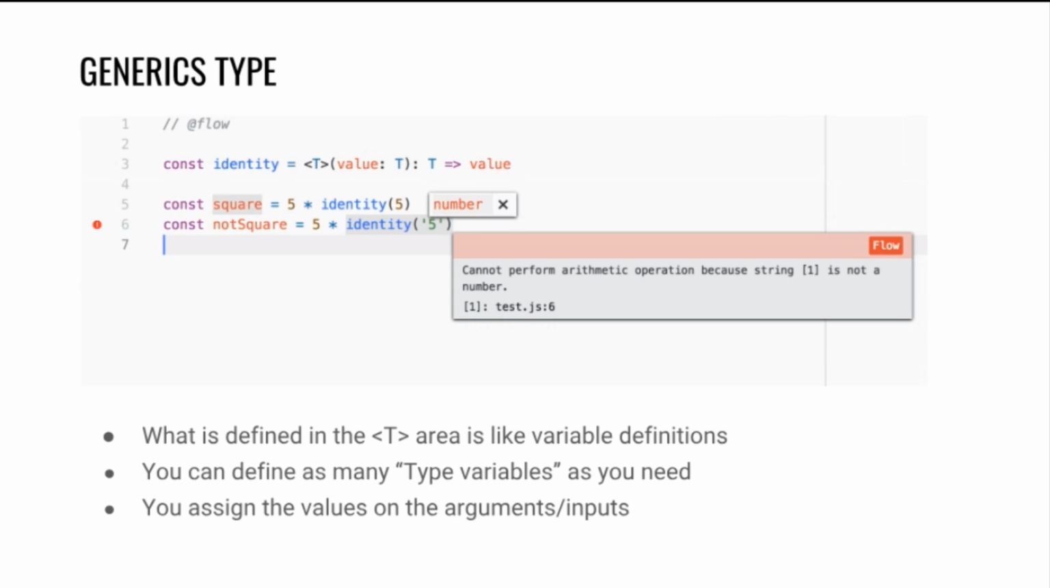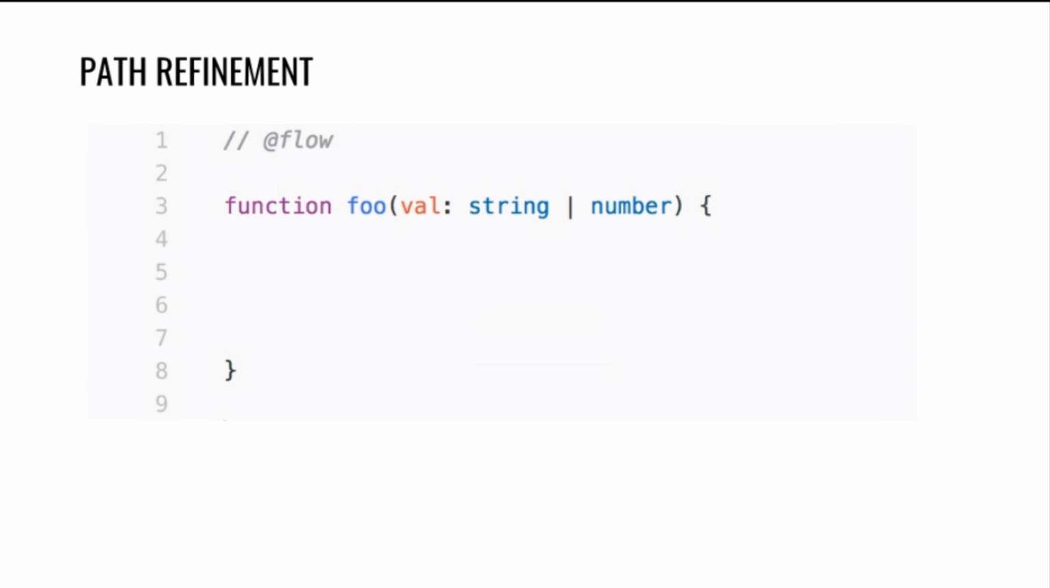So another important feature that we will need if you're working with Redux especially is going to be path refinement. And the thing is that if we have, for example, this function that takes a value, and this value could be either a string or a number, which is a common pattern in JavaScript, that we will check what the value is and do something else accordingly. And Flow supports this pattern. So we just say with union types, hey, a value is a string or is a number. And you have to deal with that inside the body of the function.